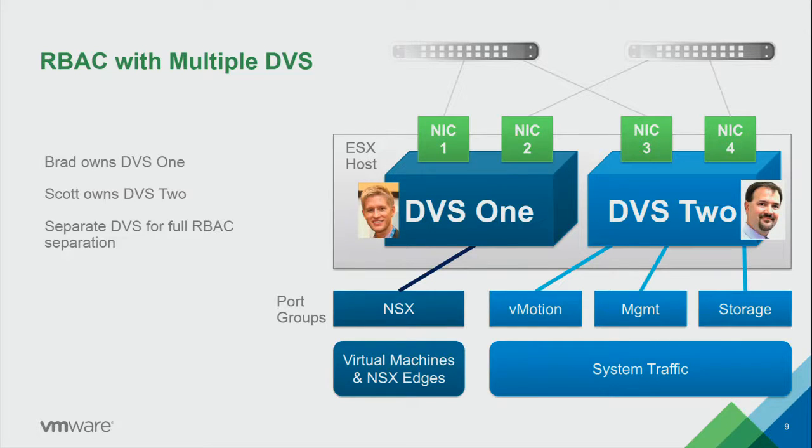Because the network administrator role was given full access at the DV port group and DV switch level, if I want proper separation, I'm brought into a scenario where, if I want to say to Brad, you can have all the control you need without potentially making configuration changes you're unaware of on the system side, where I'm doing vMotion or management or IP storage, we've got to go into two DVSs. Yeah. So let's look at what that looks like.